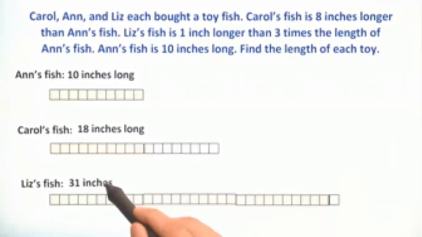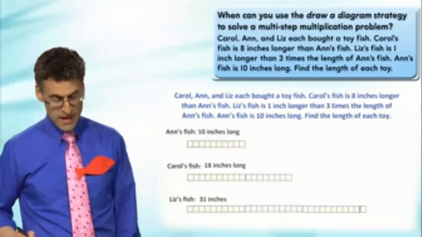So I told you Liz's fish was mighty. It's 31 inches long. That's a really long fish. And look what we did.